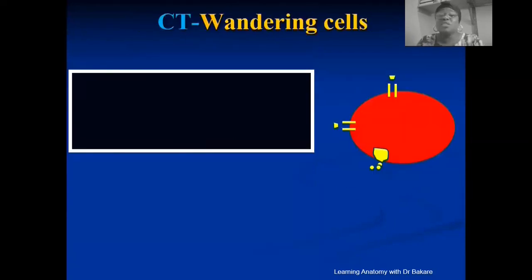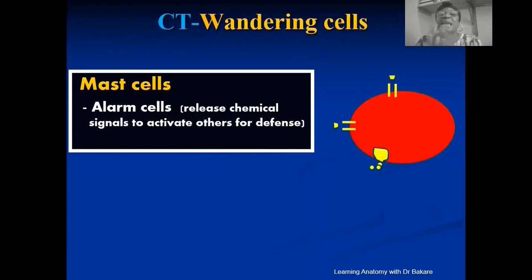Then going to the cells within the connective tissue that are seen as wandering cells, we have the mast cell. This mast cell are alarm cells. They tend to create inflammatory responses. So they release chemicals to activate other cells around for defense. So this is the configuration of the mast cell highlighted here in red, and you see them releasing a number of chemical substances out of them to sensitize the surrounding cells for defense.